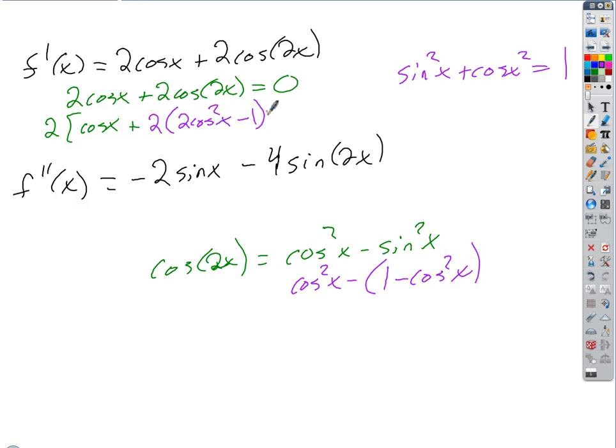Where'd you get the 2 out front? Oh, wait, but we took that out front. Remember? Oh, yeah, never mind. Okay. You're right.